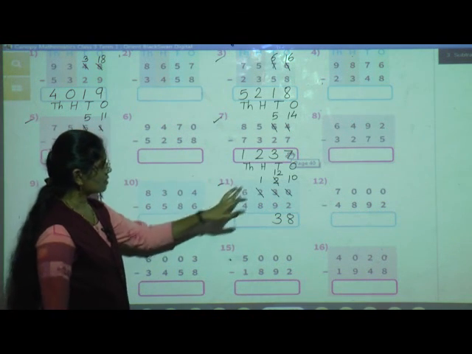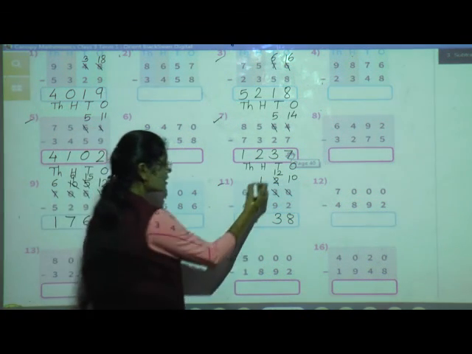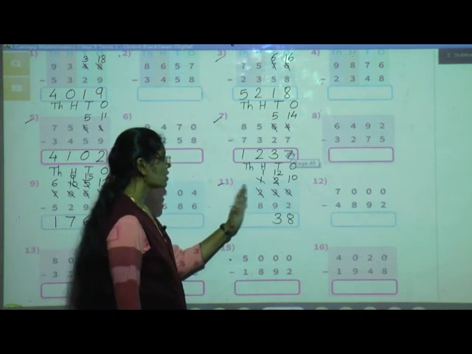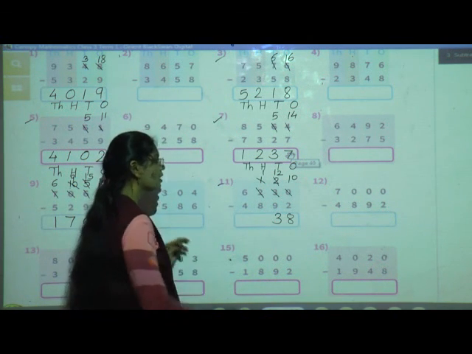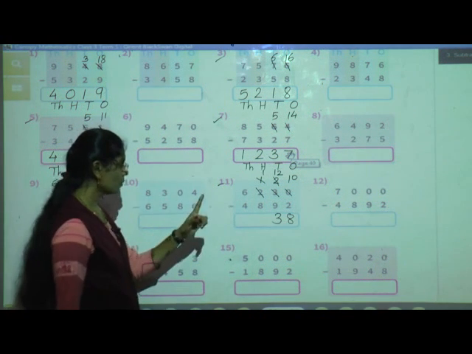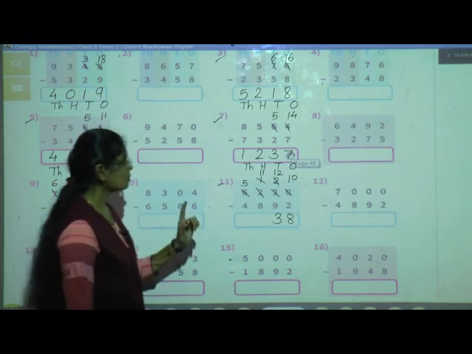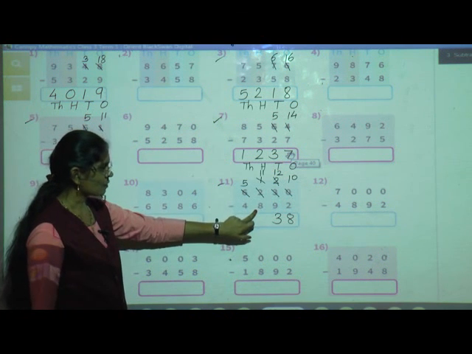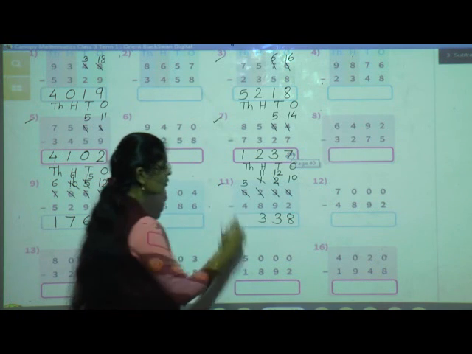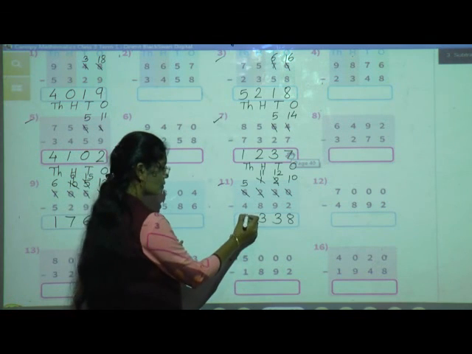Now see the hundreds place. Here 1 is there, here 8 is there. Again 1 minus 8 we can't do. So just cut this 1 and write it as it is and go to the neighbor. Now who is the neighbor of 100? 1000 is the neighbor of 100, and now this 1000 is having 6. From 6 we will take 1 borrow. So 6 minus 1 is equal to 5, and here we will get 1 as a borrow. Now 11 minus 8. After 8 count your fingers. 9, 10, 11. So 11 minus 8 is equal to 3. See the thousands place. 5 minus 4 is equal to 1.